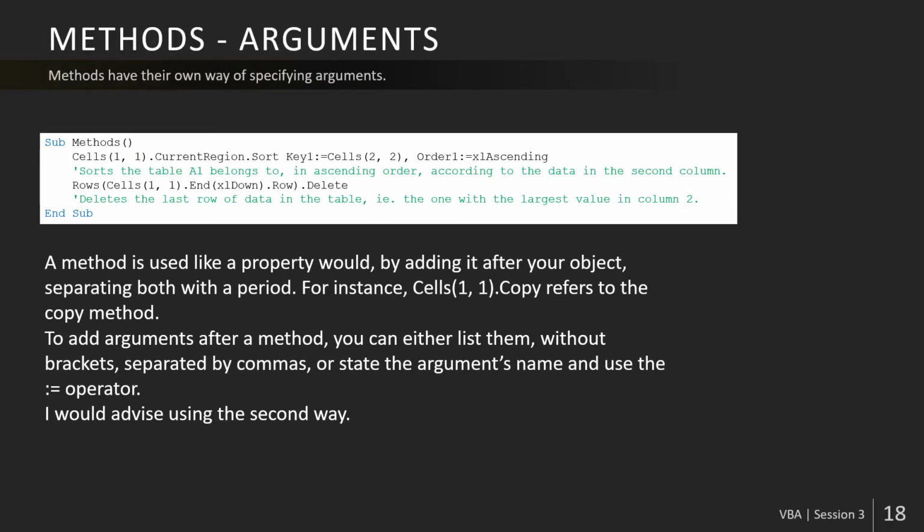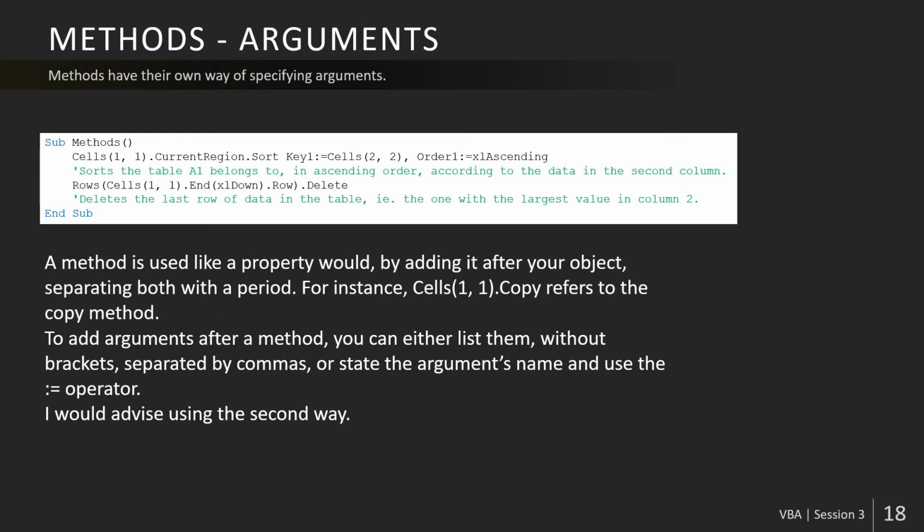Finally, methods. You use methods just like properties. The key difference is that when properties are something about the object, methods do something with or to the object. The range.sort method sorts a range, that is, something done to the range object. You use sort by stating a key, a cell that belongs to the column that contains the data by which you want to sort, and an order, either xlAscending or xlDescending.